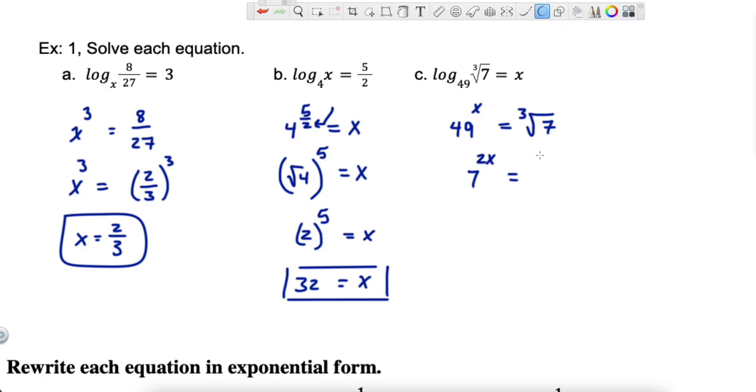And then right here, instead of writing it as a cube root, let's write it as an exponent with a fraction. That would be equivalent to 1/3. 7 to the 1/3 is the same as the cube root of 7. Now the bases are the same, so I can set the exponents equal, because they would have to be in order for this to be true. So I got 2x equals 1/3, and then I'm going to divide by 2, and that gives me x equals 1/6. 3 times 2 is 6 on the denominator. It's the same as multiplying both sides by 1/2, if that's easier with the fraction.